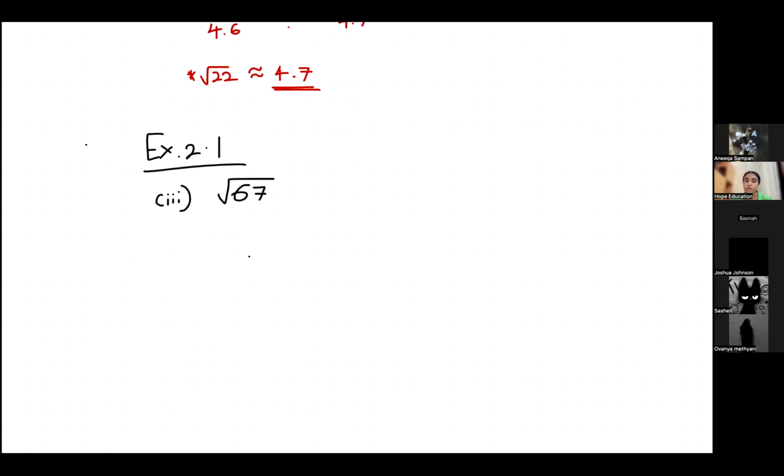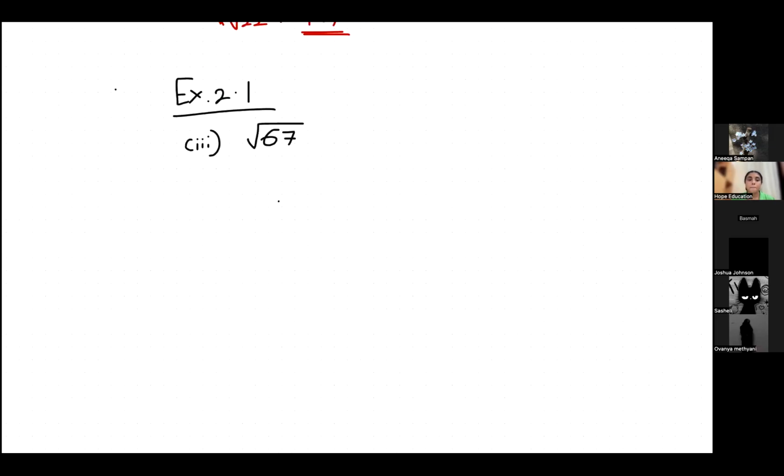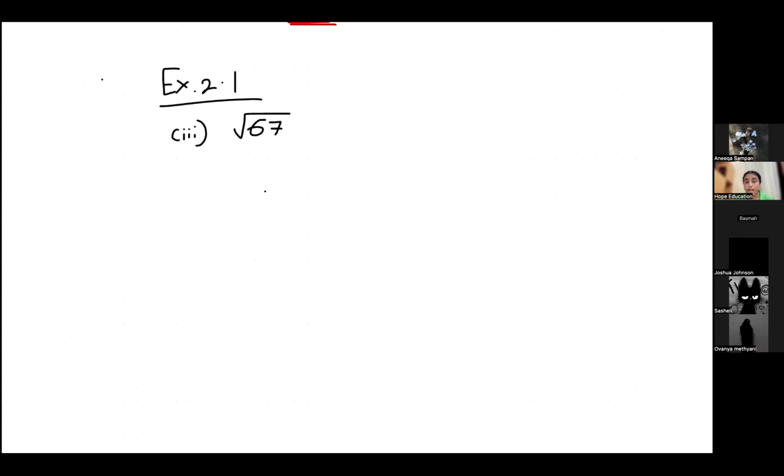We can discuss, no? Okay. Great. What is the perfect square number that is immediately before 67? 64. Immediately after 67? 81.